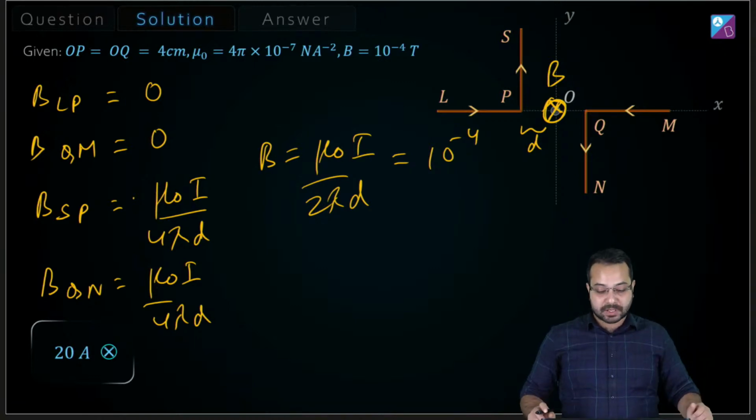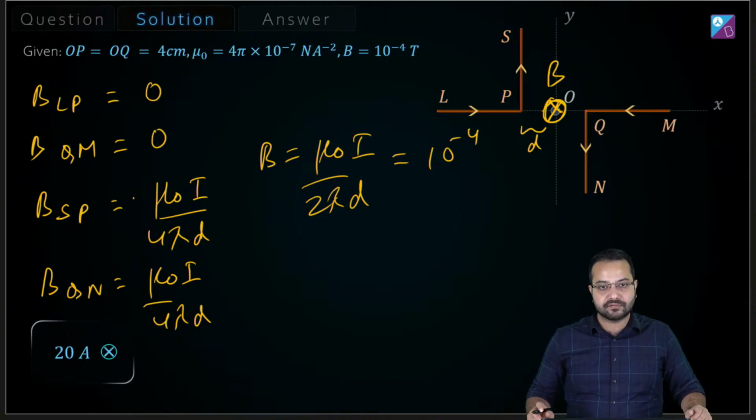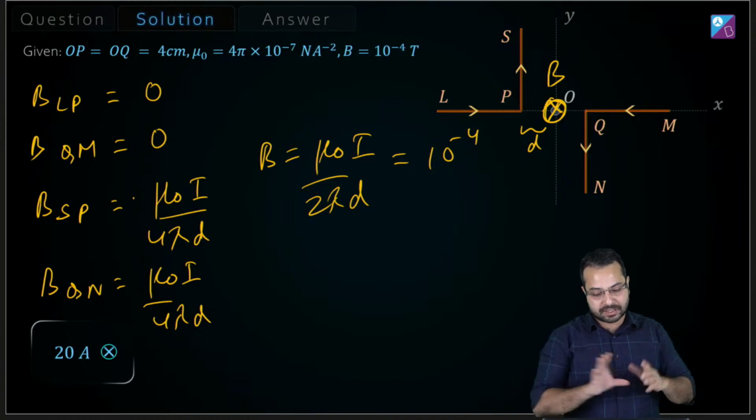Alright, so Captain Jack Sparrow is saying there is a problem in the direction. Okay, problem in the direction of the magnetic field. Okay, let me clear that for you.